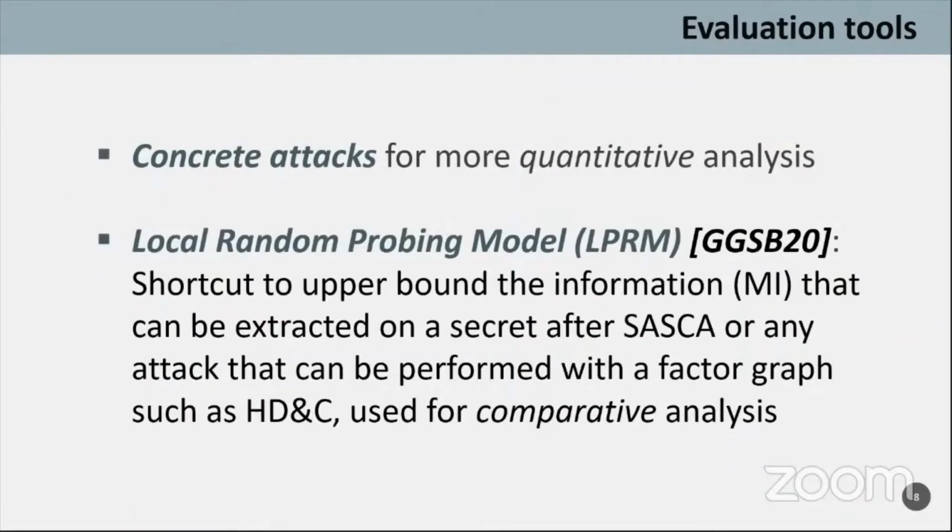Regarding the tools we use in the paper, when we need more quantitative analysis, we use the concrete attacks that are described in the paper and also the corresponding security graphs. When a more qualitative or comparative analysis is required, we use the recently introduced local random probing model, LRPM for short, which was introduced by Gao et al. Basically, the LRPM is an efficient tool to provide an upper bound on the information that can be extracted on a secret after an attack, whether it is belief propagation based or a horizontal attack. And this is done in a fraction of the time it takes to perform any attack.